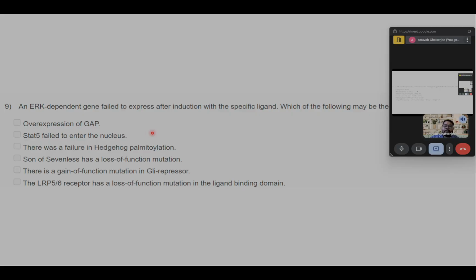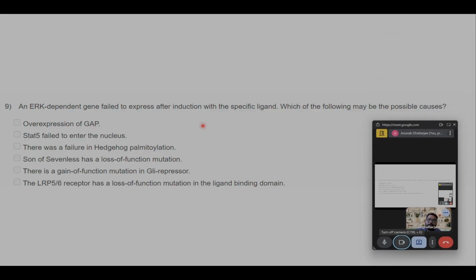Okay, the next question is, an ERK dependent gene failed to express after induction with a specific ligand. Which of the following may be the possible causes? So we have already looked at ERK dependent gene expression in the RTK signaling pathway. Now you have to choose what might be the possible cause, even if the signaling ligand is present, why does it not activate?